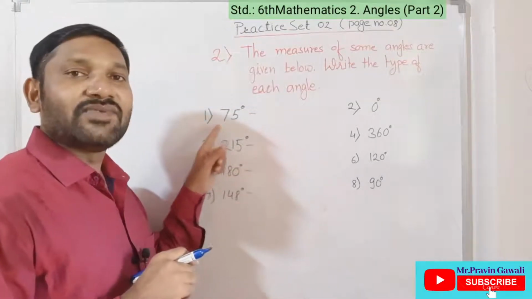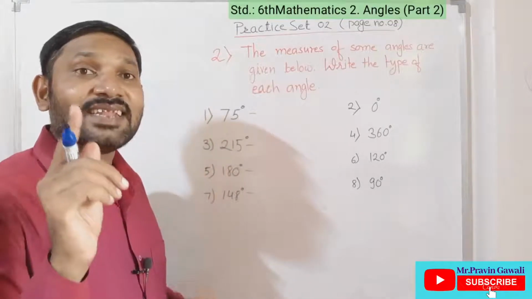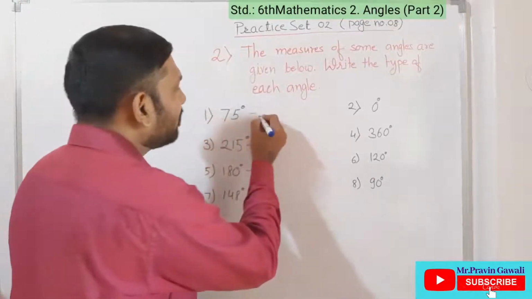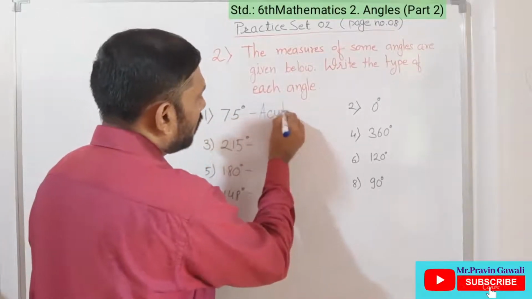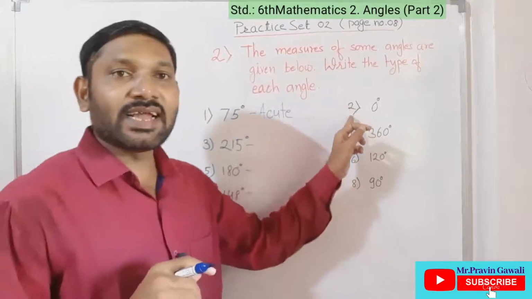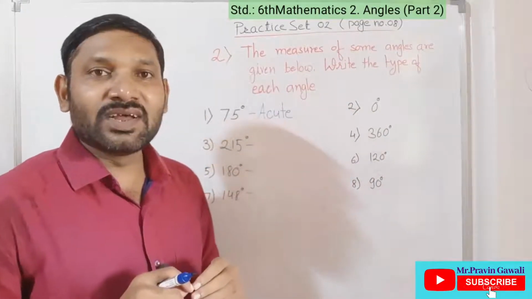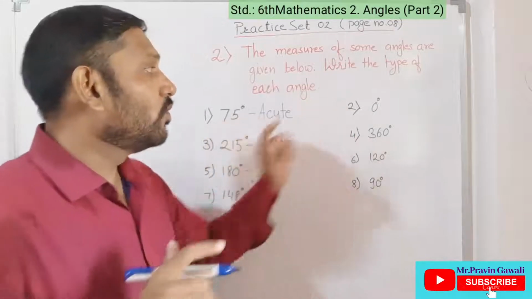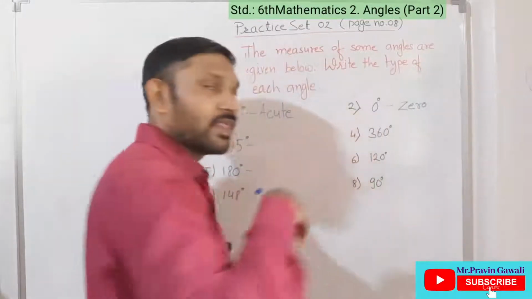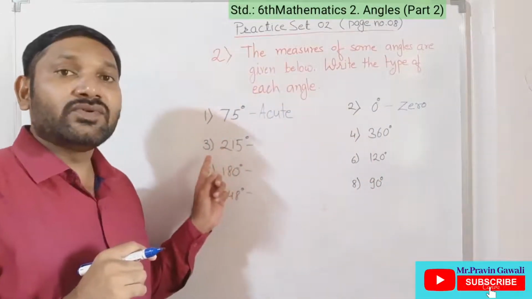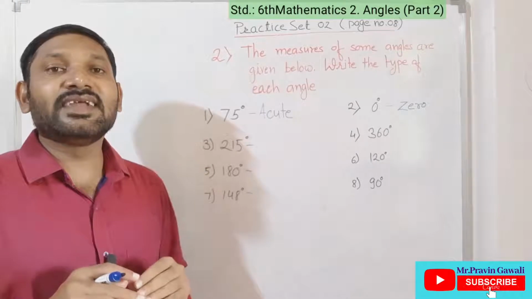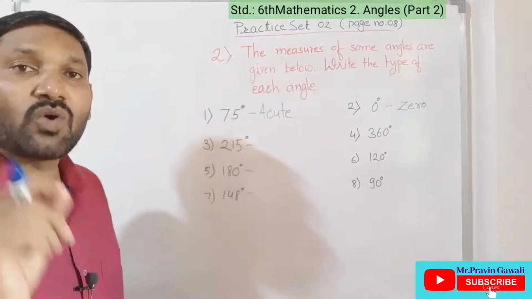The first one is 75 degrees, and 75 degrees is less than 90 degrees. And if the angle measures less than 90 degrees, it is called acute angle. Okay student, it is called acute angle. Now the second one, 0 degree. We have learned this is the initial position. So we can easily tell it is 0 degree angle. Now see, third one, 215 degrees. 215 degrees means it is more than 180 degrees and less than 360 degrees. That is called reflex angle.